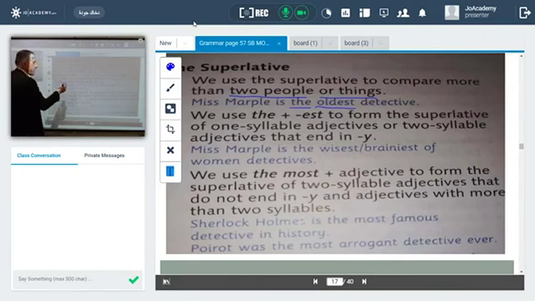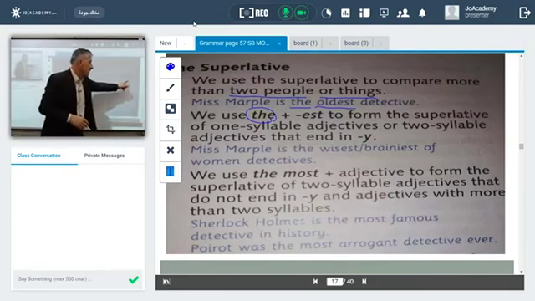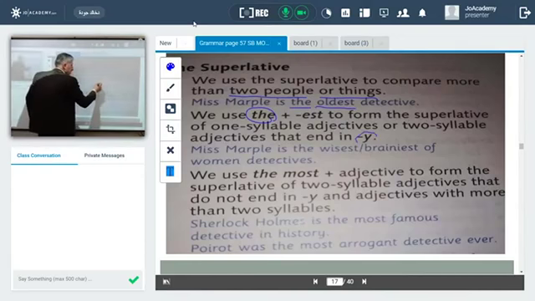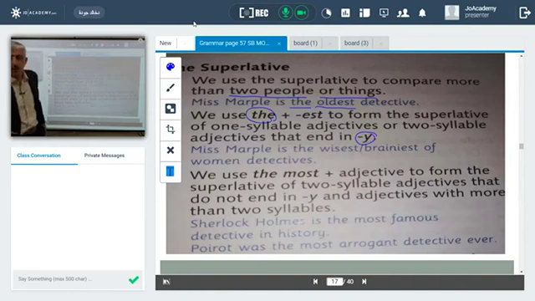We need always to remember that the precedes the adjective. The plus est, if it is one syllable, to form the superlative of one syllable adjectives or two syllable adjectives that end in y. So if the adjective ends with y and it is two syllables, we add est to the end of the adjective, and we drop the letter y from the end of the adjective.